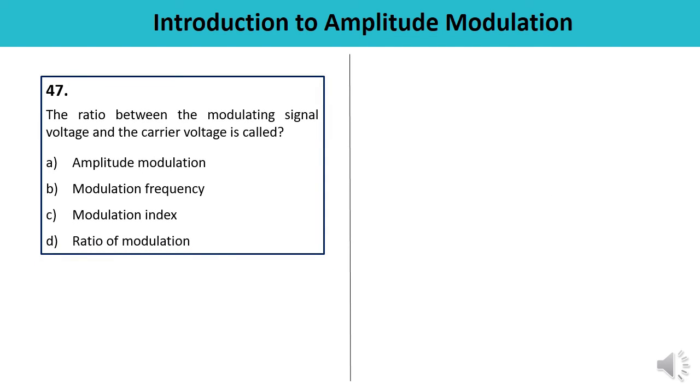Next, the ratio between the modulating signal voltage and the carrier voltage is known as? So the ratio between the modulating signal voltage and the carrier voltage is known as the modulation index. You must be remembering the formula. Modulation index is what? Vm upon Vc.